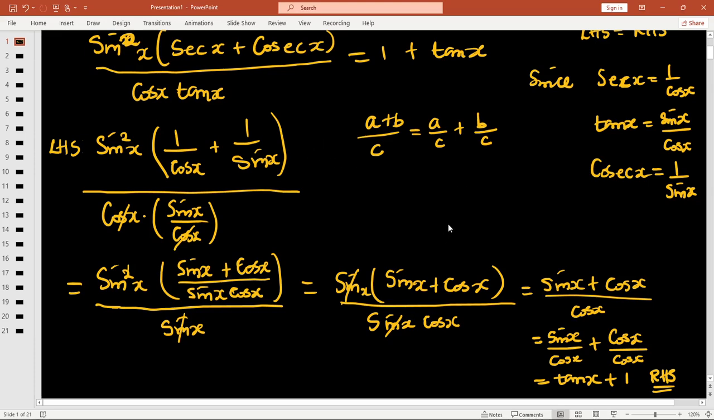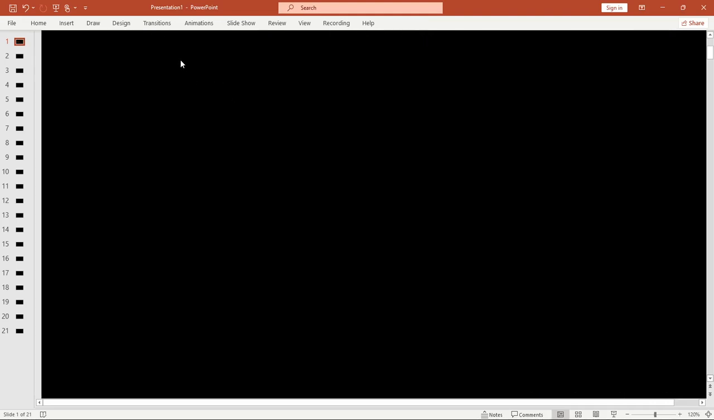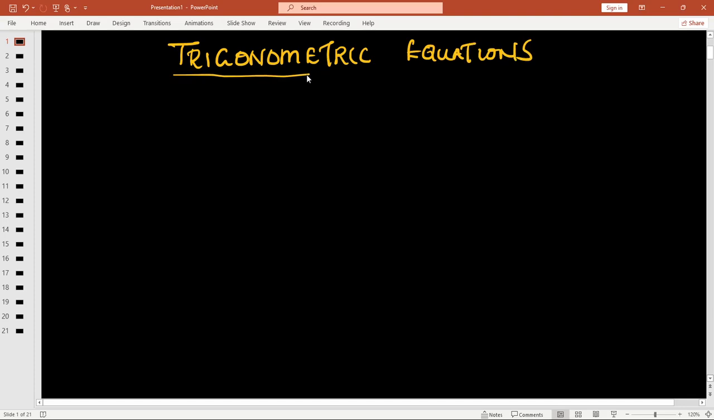Okay, so this was just a recap on what we did last time. So let's go ahead and look at trigonometric equations. Okay, so here we have trig equations, like this here. So before we go ahead and try to see how we can solve trigonometric equations, let's discuss one thing that we call the quadrants.